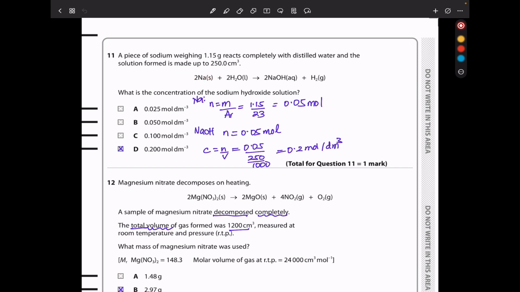So to find the moles of sodium hydroxide, I'm going to use the moles of sodium. The ratio is 2 to 2, which is basically 1 to 1. So the number of moles is going to be the same, which is 0.05 mole. And so the concentration is equal to number of moles divided by volume. Using my calculator, I got 0.2 mole per decimeter cubed, and the answer is going to be D.